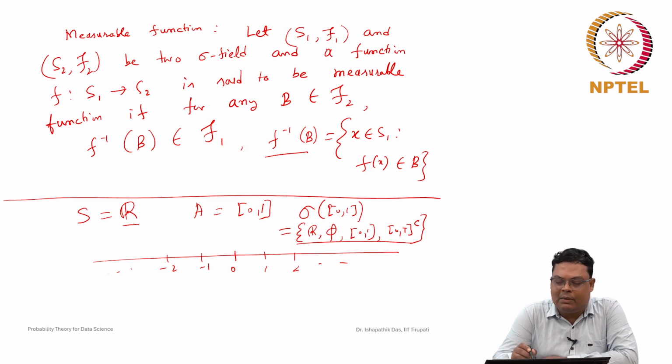There are two sigma fields, S1, F1 and S2, F2. S1 is a non-empty set and F1 is a collection of subsets of S1 satisfying some properties, that is known as a sigma field, and S2 is another non-empty set and F2 is a collection of subsets of S2 that forms a sigma field. A function f from S1 to S2 is said to be a measurable function if for any B belonging to F2, f inverse of B belongs to F1.